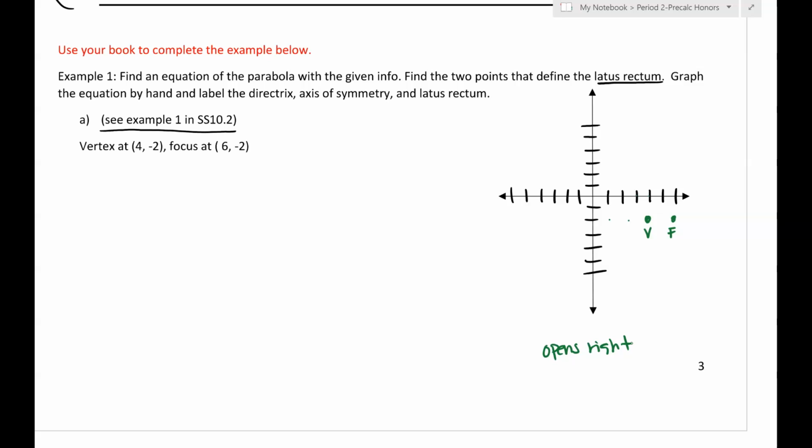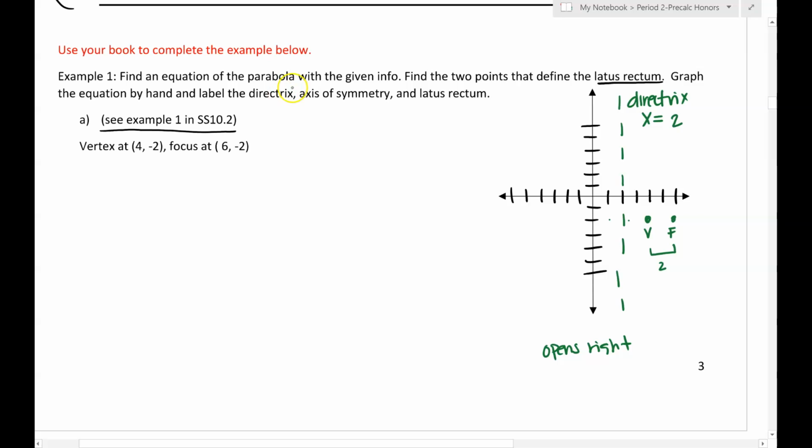So what I mean is that this is a unit of 2. So that means the directrix is right behind it, 2 units behind the vertex. So if we count backwards 2 units, this is the directrix, okay? And we want to label it. And yes, the directrix is a line, and we will label this line as x equals 2.